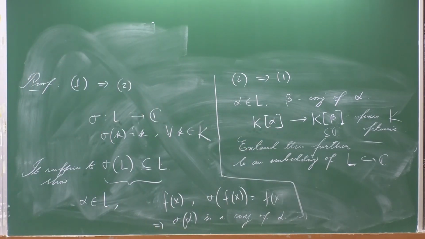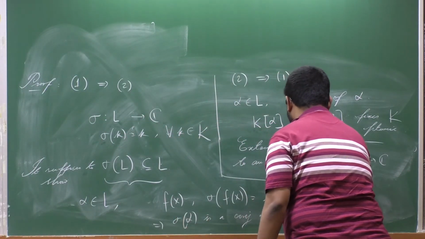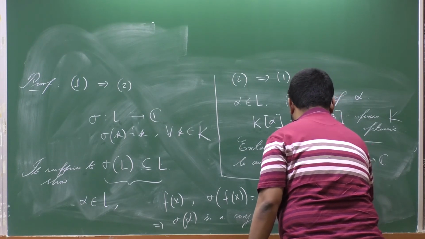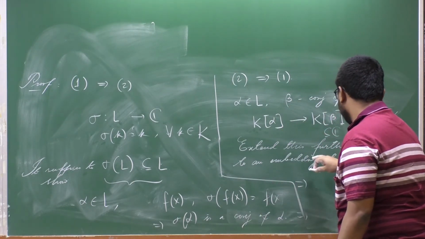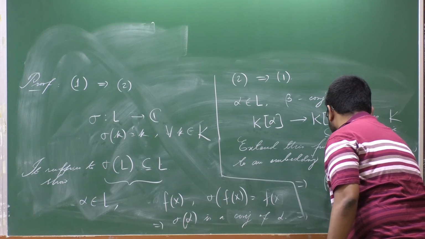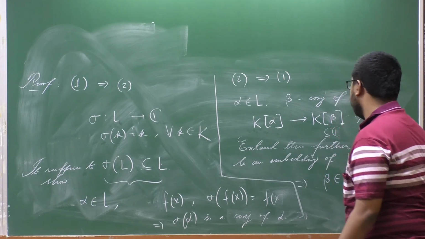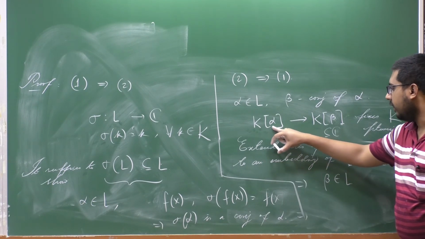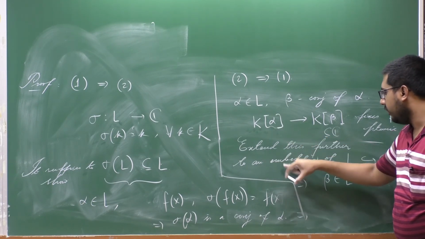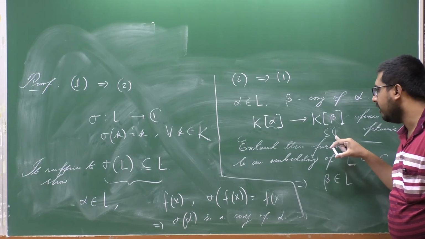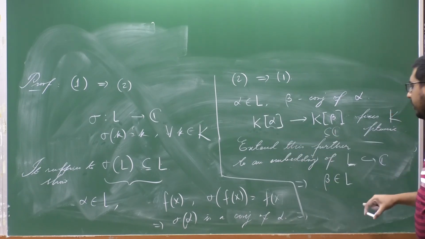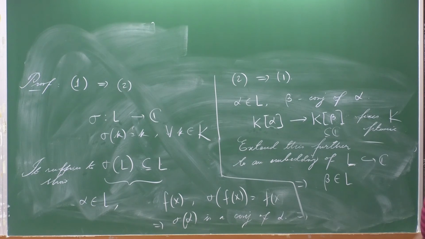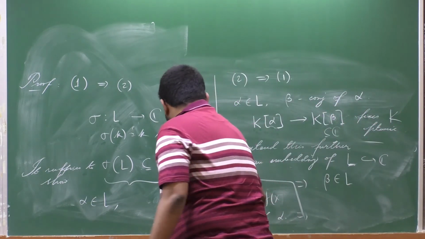Now, since any such embedding is an automorphism of L, it follows from 2 that beta will also belong to L, because beta is the image of the embedding that sends alpha to beta. Thus it shows that L is closed under taking conjugates.